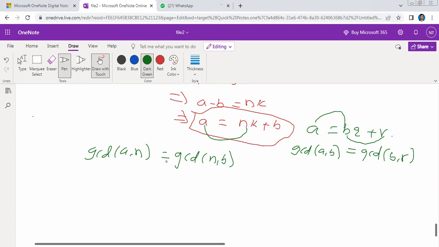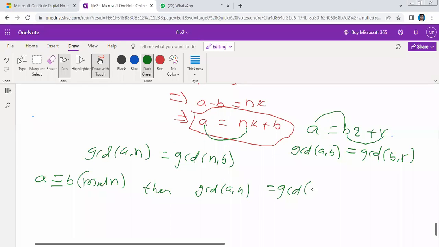By the Euclidean algorithm, we have been simplifying this. If A is congruent to B modulo n, then if and only if we get GCD of A comma n is equal to GCD of n comma b, right?